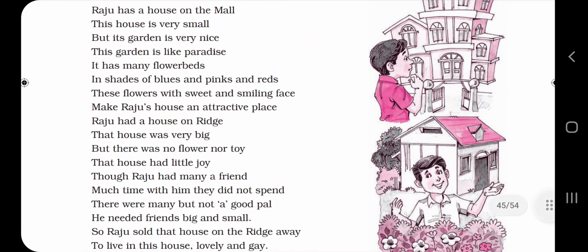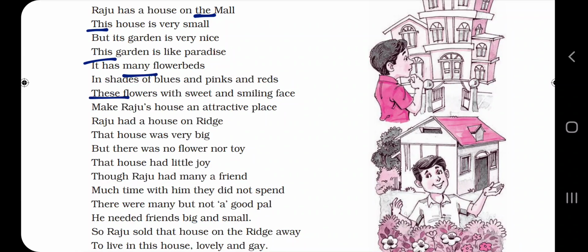Raju has a house on the mall. This house is very small, but its garden is very nice. This garden is like paradise. Paradise means heaven. It has many flower beds. Its shades of blues and pinks and reds. These flowers with sweet and smiling face make Raju's house an attractive place.